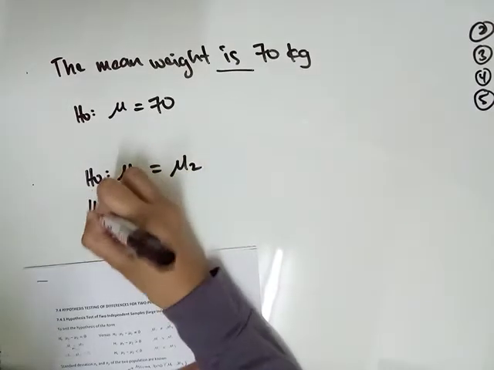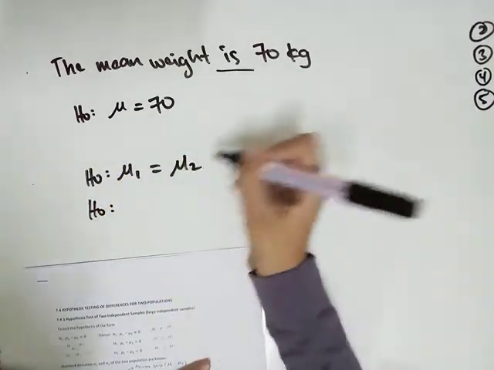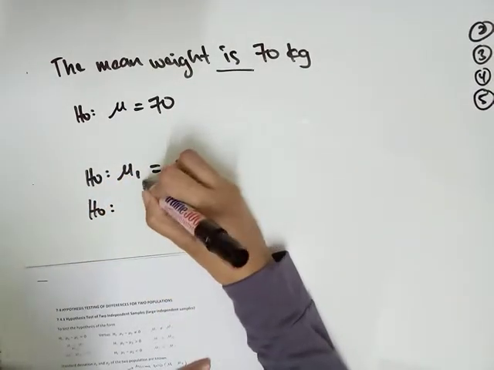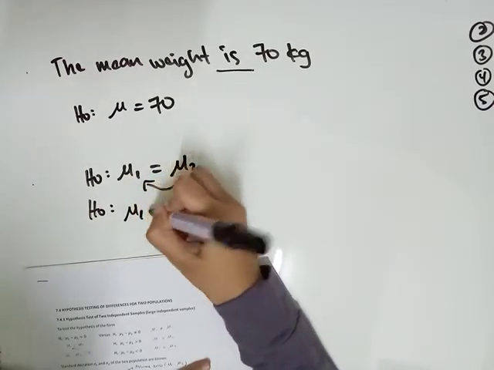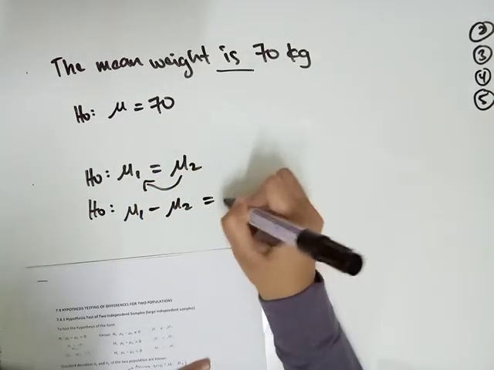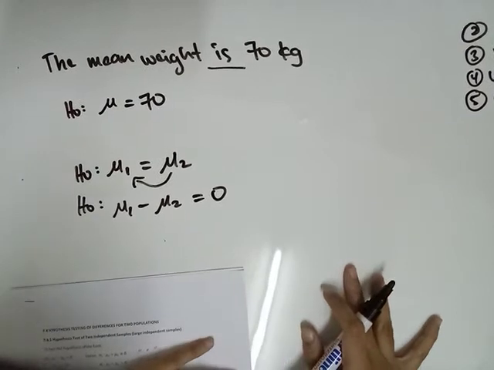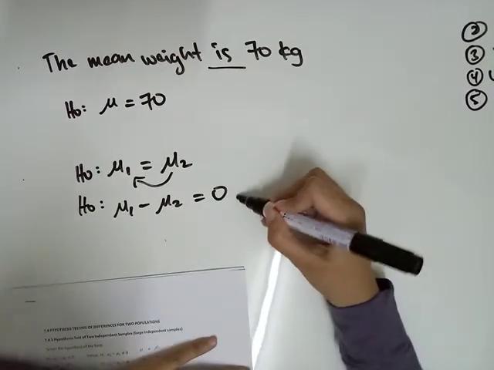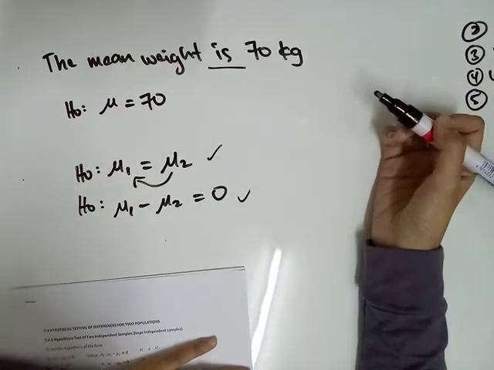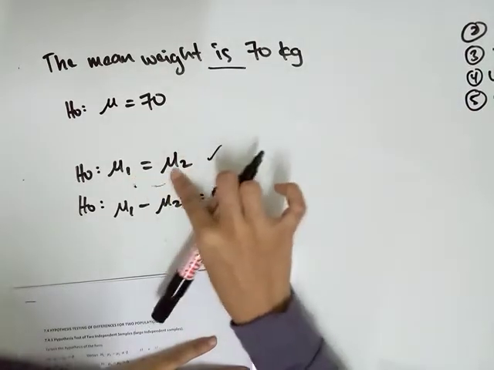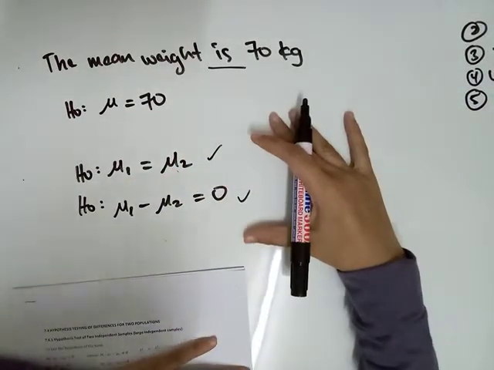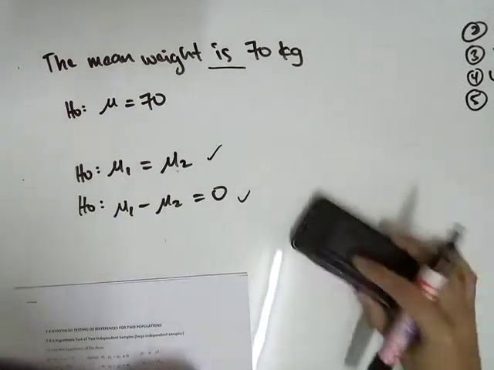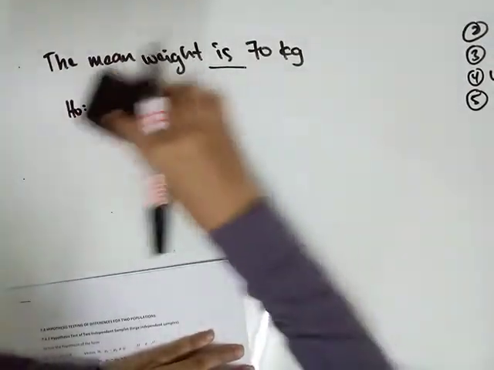Or you can denote it as, from mu2 bring to the left side, so mu1 minus mu2 equal 0. So you can write it like this or like that, no problem. So this is for H0. What about for H1?